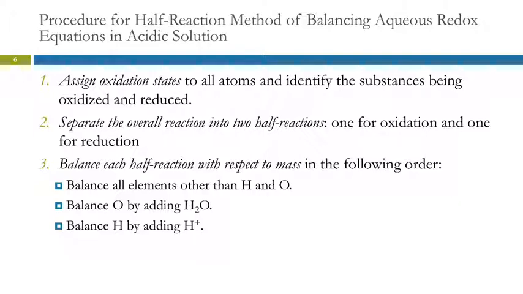And we'll start out by balancing in an acidic solution. So first thing is assigning oxidation states, identifying what's being oxidized, what's being reduced. This is needed so you can tell what's being oxidized to put in one half reaction and what's being reduced to put in the other. So you're going to separate the overall reaction and have one for oxidation, one for reduction. Then you're going to balance each half reaction separately.